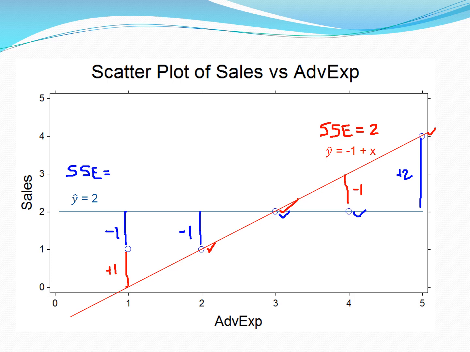Well, for the blue line, we have a negative 1 squared, that's 1, there's another 1, and there's 4. The sum of squared error is 6. So as I look at these two lines, here's what I'll say. The average error is 0 for both of them.